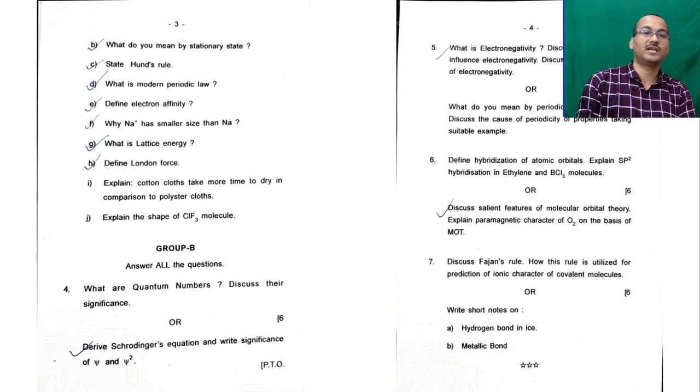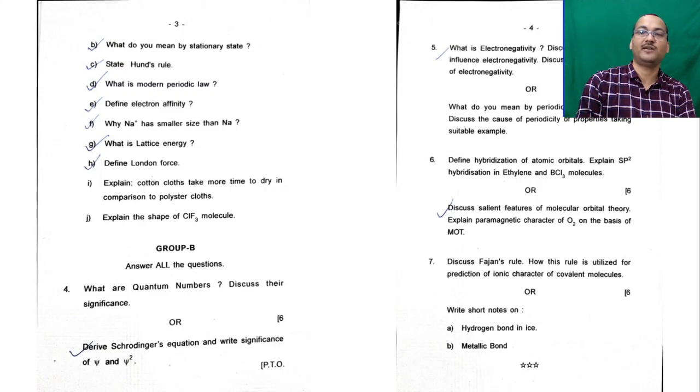Now we will move to next question, where each question carries 6 marks. What are quantum numbers? Discuss their significance. Derive Schrödinger wave equation and write significance of psi and psi square. So what is electronegativity? Discuss the factors that influence electronegativity. Discuss the periodic trend of electronegativity.